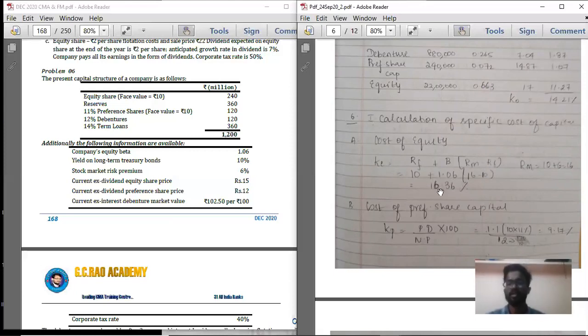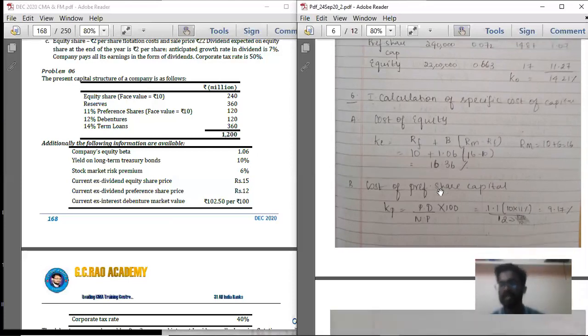So below that is equal to 16.36%. That is the cost of equity. This is called the CAPM model of calculating cost of equity. So KE is 16.36%. They'll give what RF is and they'll give what beta is, and either they'll give RM or the risk premium. If they give RM, take that. Suppose instead of giving the risk premium they give RM as 16%, then what you should do is 16 minus RF, which is 10. So 6. You should calculate using that.